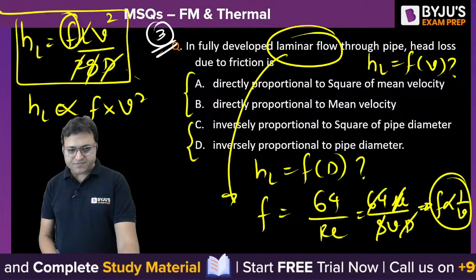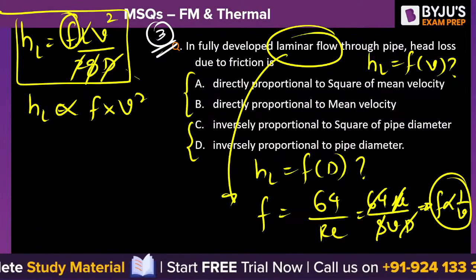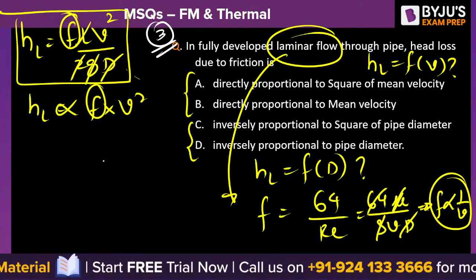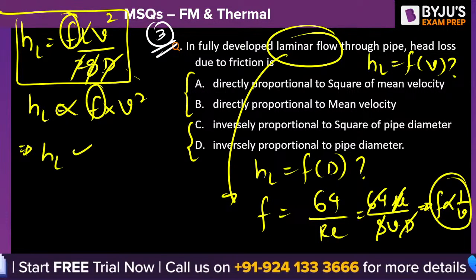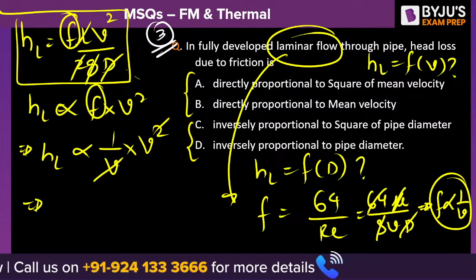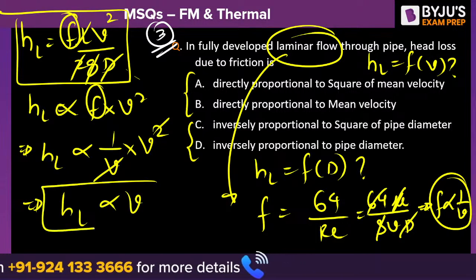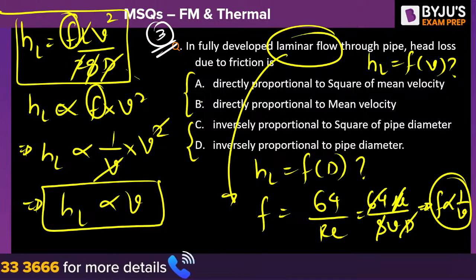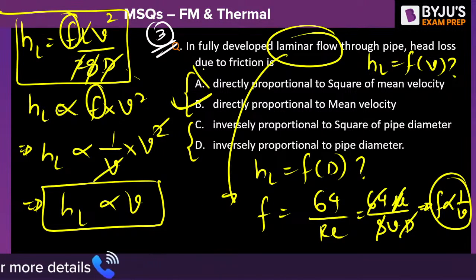Are you getting it? f will be inversely proportional to velocity. So we can say HL is proportional to 1 upon velocity into velocity square. So HL is directly proportional to velocity will be the correct answer. B is the correct answer. A is not correct. B will be the right answer. Are you getting it?